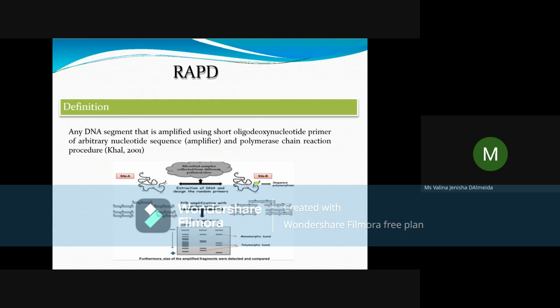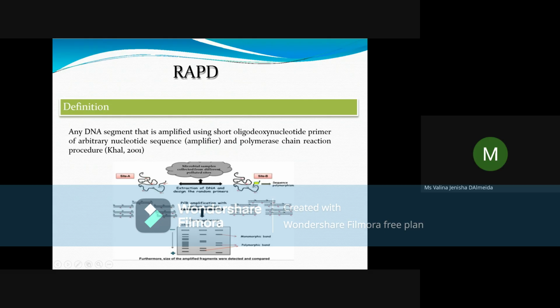In the RFLP technique, at least when you are using your enzyme, you should know that enzyme restriction sites are there in your genomic DNA. That means that enzyme is able to cut your genomic DNA, and that kind of restriction sites are available in your genomic DNA. Whereas in the RAPD technique, you can have absolutely no clue about your genomic DNA. You just have to isolate your DNA and then do the RAPD technique. That is why it is called random amplified polymorphic DNA.